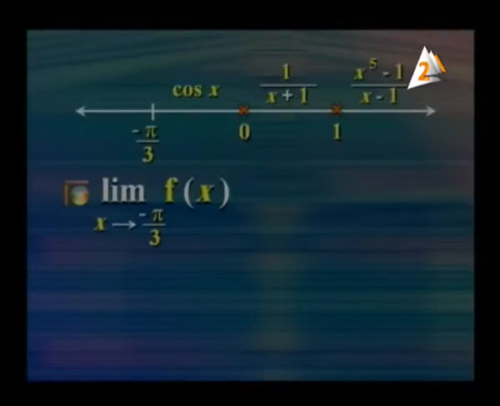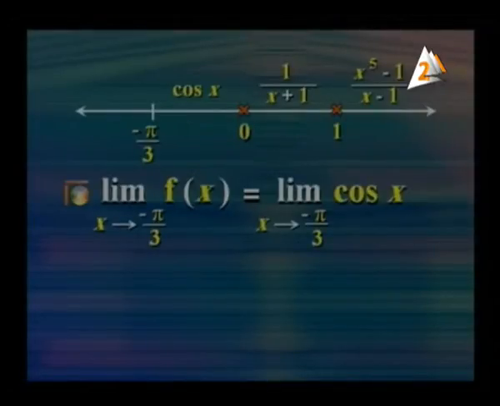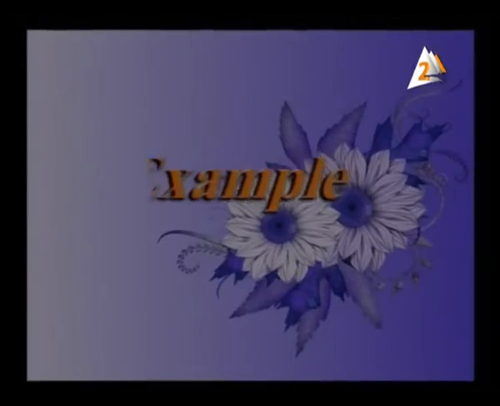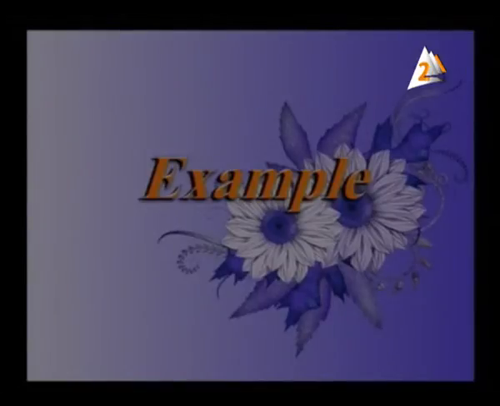When we find limit f of x when x tends to negative pi over 3, by substitution about x equals negative pi over 3 in cosine x. Dear student, remember cosine negative pi over 3 equals cosine pi over 3. What is the rule in first secondary school? Cosine negative equals cosine positive. Cosine pi over 3 or cosine 60 equals 1 over 2. Remember, dear student, look at another example.